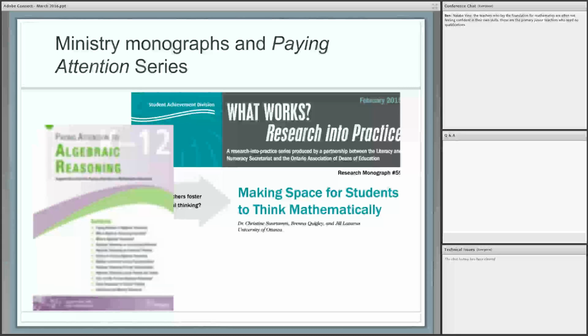Another option, if a book is a bit too much to begin with, is to use either the monographs or the Paying Attention series. I guess we would call it a pamphlet study. For instance, one that I've used quite often is Paying Attention to Algebraic Reasoning. And notice that it's K to 12. So it might be important for elementary teachers to know where the algebraic reasoning they're developing is going. And it also might be helpful for secondary teachers to know where their algebraic reasoning is coming from.